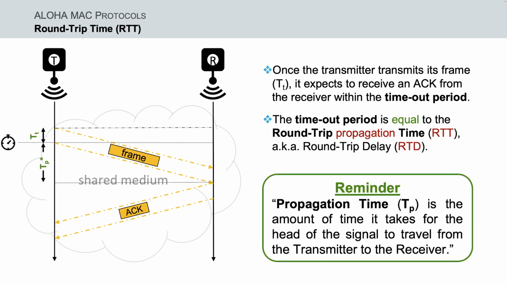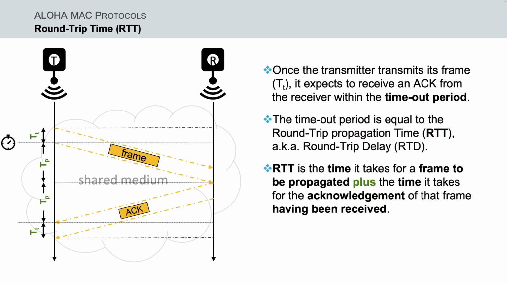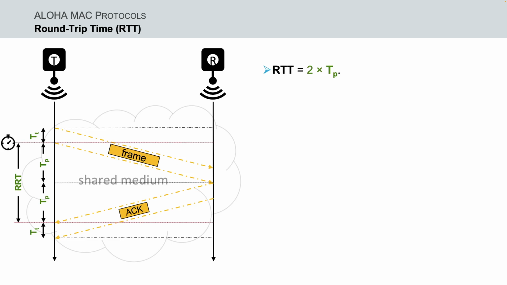A parenthesis here to remind you that the amount of time that it takes for the head of the signal to propagate from one end of the shared medium to the other is called the propagation time, or TP. Now, round-trip time is the amount of time it takes for a frame to be propagated plus the amount of time it takes for the acknowledgement of that frame to be received. In the literature, we can often see that RTT is equal to 2 times the propagation time.